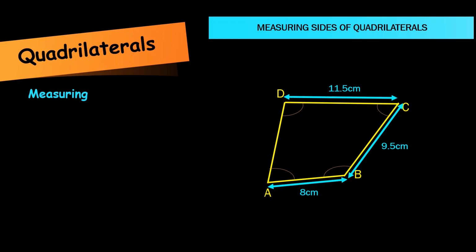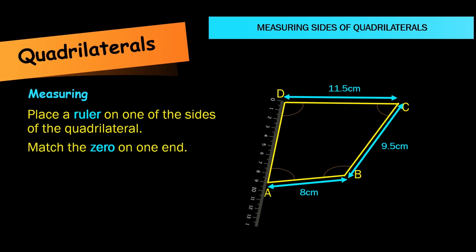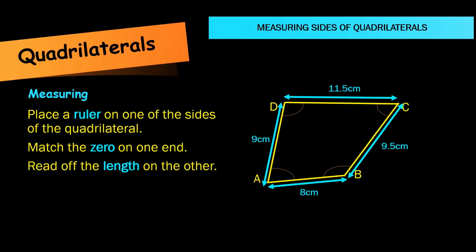And finally for the fourth side. Similarly, place a ruler on this side, like so, match the 0 on one end, and read off the length on the other. And in this example, the fourth side is 9 centimeters.